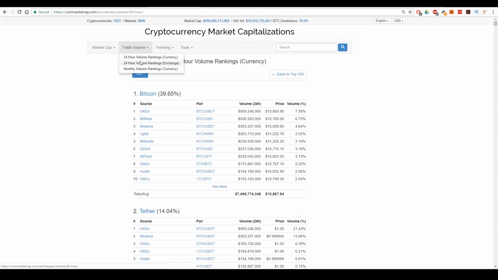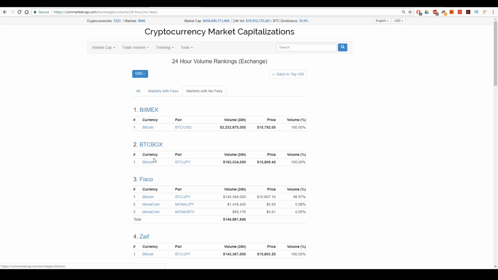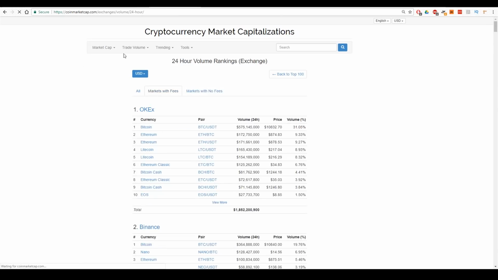We can also look at this by exchange, so we can actually look at the highest performing exchanges. So you can see OKX, which I believe is a Japanese exchange, if not a South Korean exchange, is number one for trading volume across all these different cryptocurrencies. We can see markets with no fees as well. So these different markets that have zero fees too. So some really interesting data.